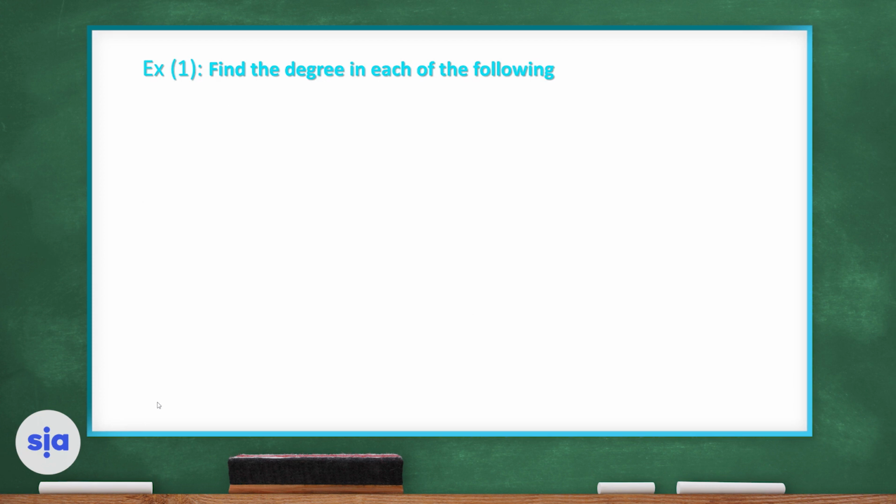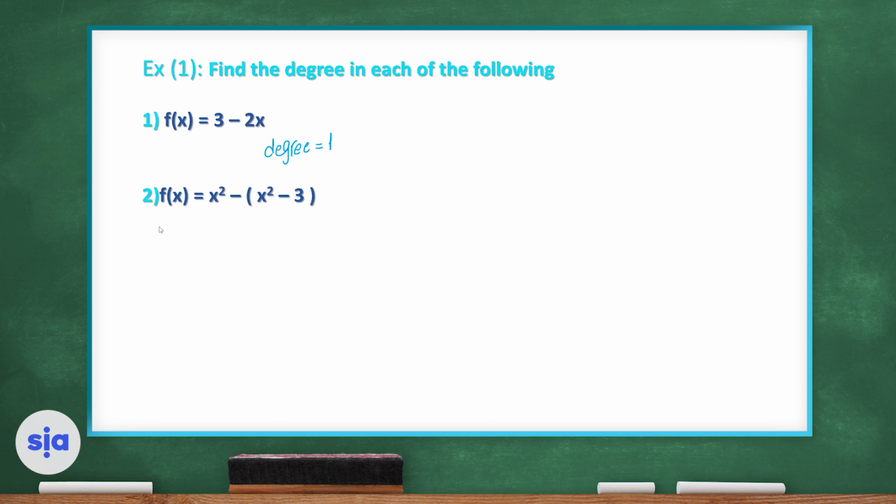Let's go to example 1 and see how we can find the degree of each of the following. If we go to question 1, it says f of x equals 3 minus 2x. You check what is the highest power of the variable. The variable here is written only once, which is the x, and it has a power of 1. So the degree in this case is 1, or this polynomial is in the first degree.